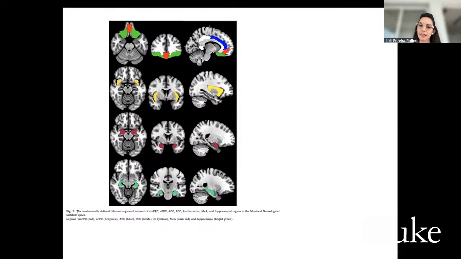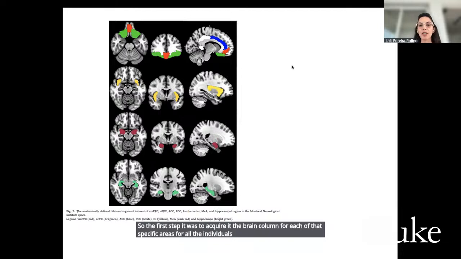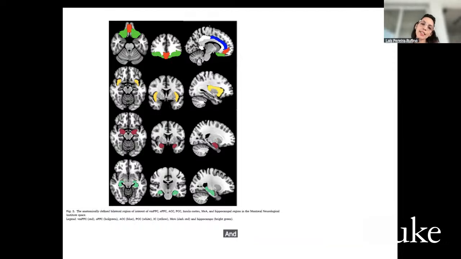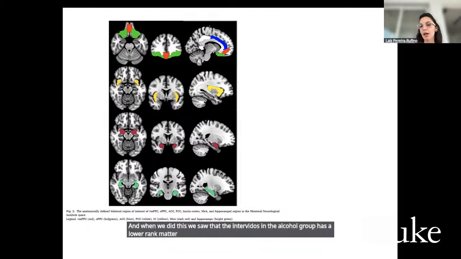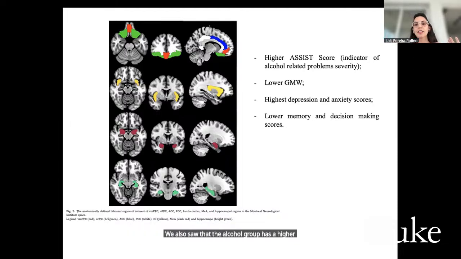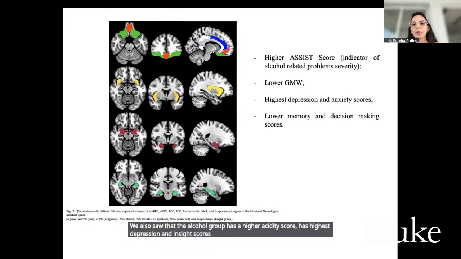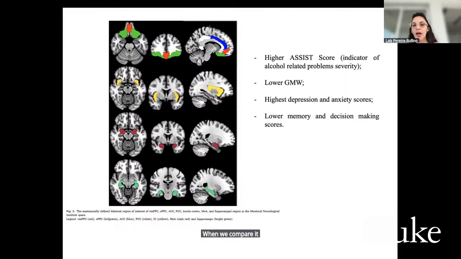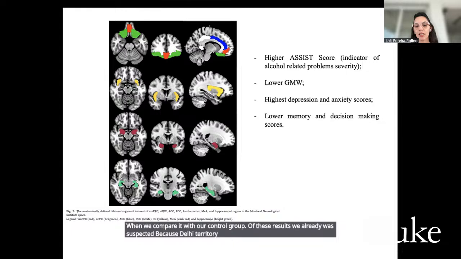The first step was to acquire the brain volume for each of these specific areas for all the individuals. In this image, we can see the mask that we created to extract the volume of the brain regions. When we did this, we saw that the individuals in the alcohol group had a lower brain matter volume compared with our control group. We also saw that the alcohol group had a higher ASSIST score, higher depression and anxiety scores, and lower memory and decision-making scores when compared with our control group. All these results were expected because the literature has been showing this clearly.